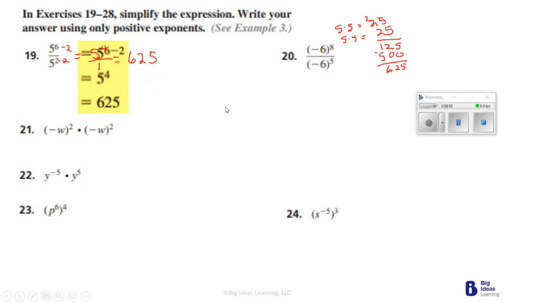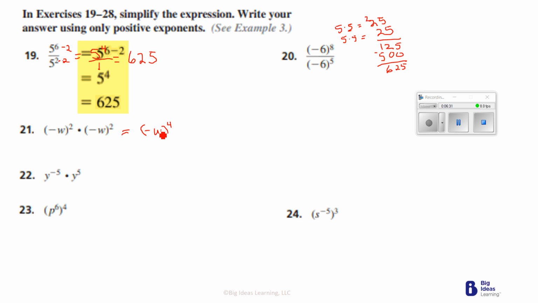Right there. 20 is yours to do, 21. We got a negative w to the 2nd power times a negative w to the 2nd power. Let's work this out carefully. We know that it's going to be a parentheses negative w to the 4th power. Remember, the parentheses got to be around the negative sign as well. If it isn't, not going to work out because it's going to remain negative.